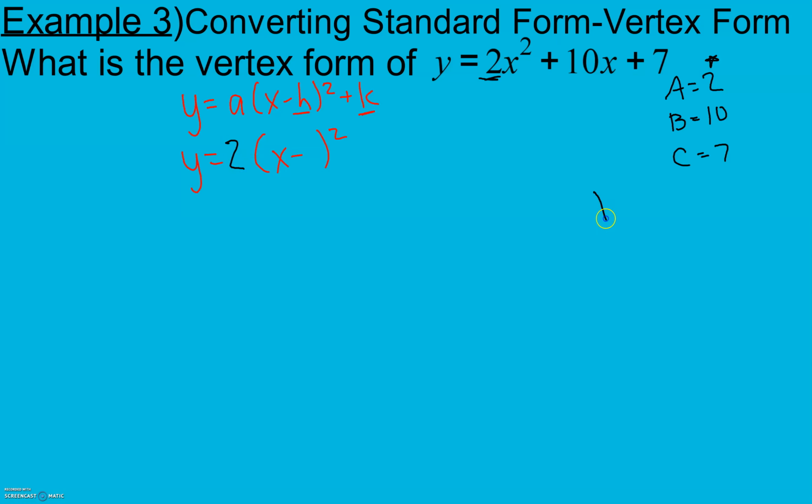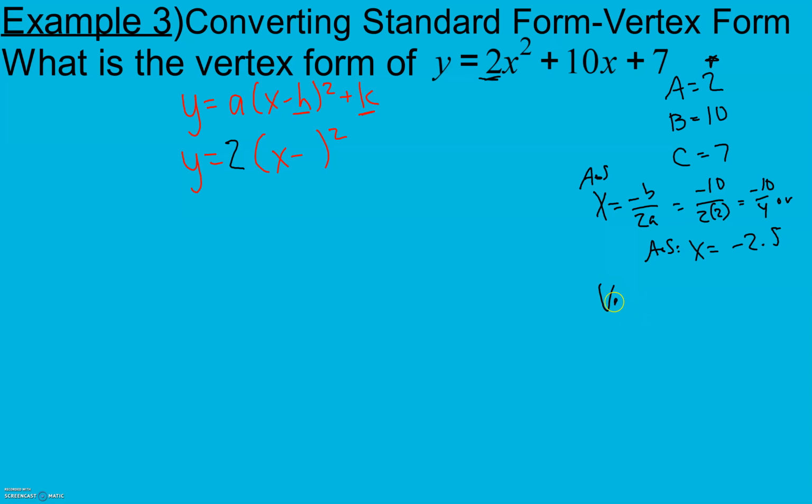In order to find our vertex, we start off with our axis of symmetry. x equals negative b over 2a. So negative 10 over 2 times 2, or negative 2.5. So that's going to be my axis of symmetry. My axis of symmetry is the line x equals negative 2.5.